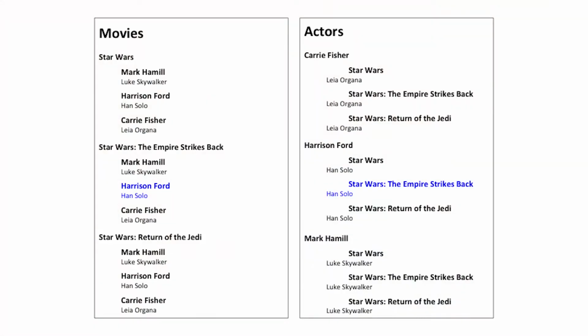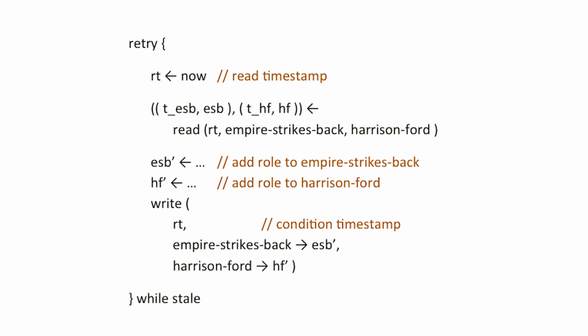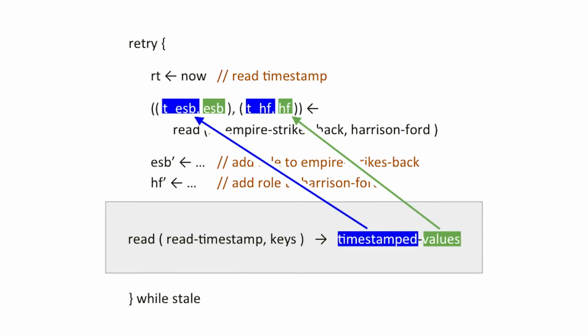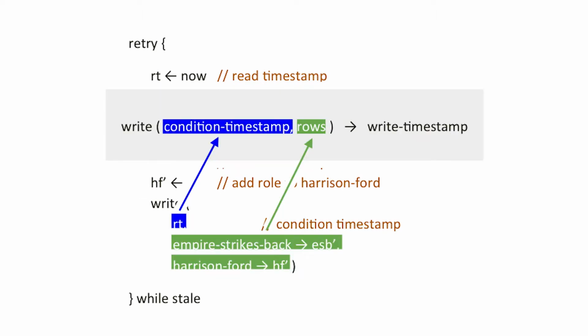So let's look at this example where we needed to update multiple items at a time. Both read and write work in batches. So we can ask for both the movie and the actor, get back their current values and the timestamps that they were written, and then we can write the updated values as a batch. And the batch will complete as an atomic unit, that is, all or nothing.